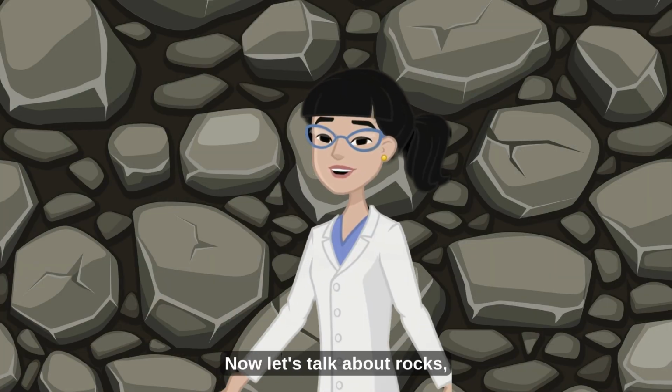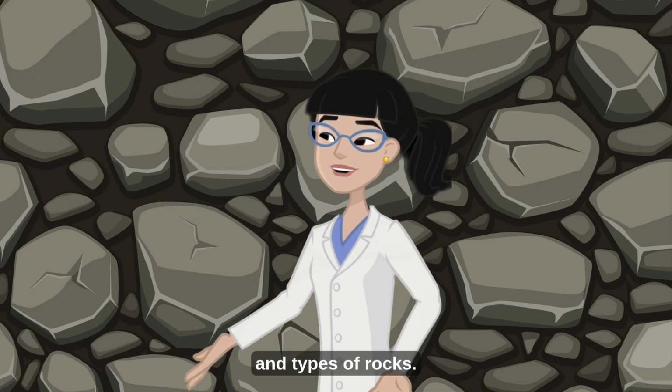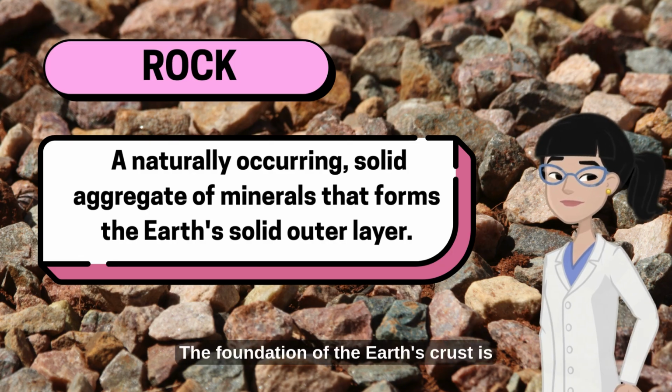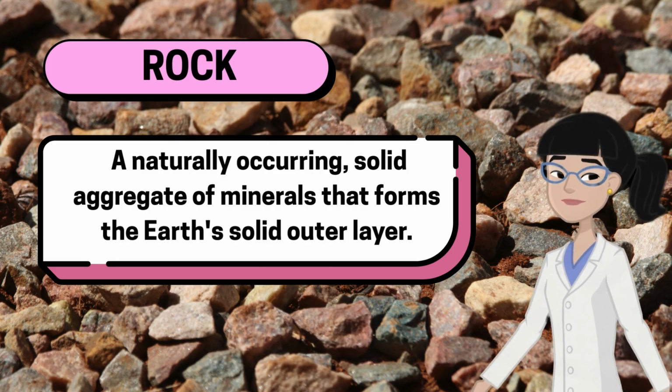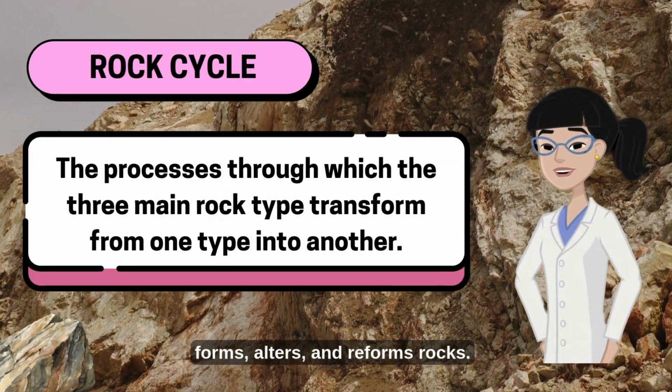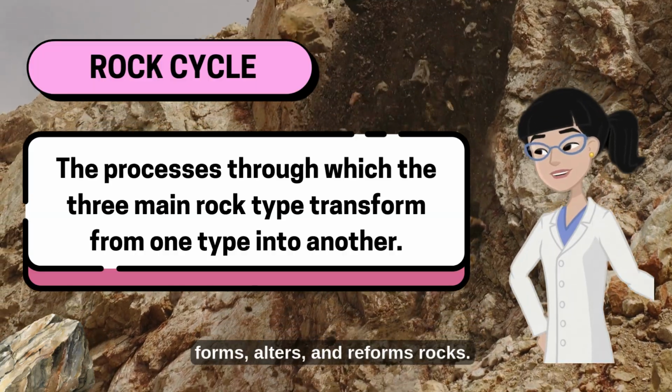Now let's talk about rocks, the rock cycle and types of rocks. Rocks. A rock is an aggregate of one or more minerals. The foundation of the Earth's crust is made up of rocks. The rock cycle is a continuous process that forms, alters, and reforms rocks.